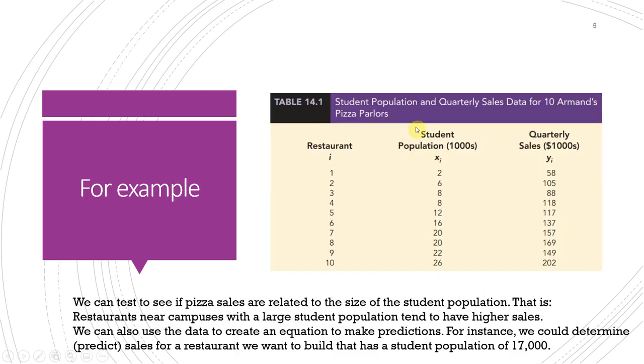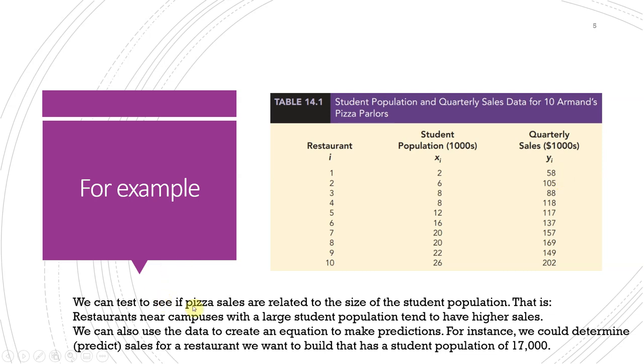Let's say that we want to look at the relationship between student population size and quarterly sales for Armand's pizza parlors. So here's a bunch of restaurants. We have 10 restaurants, and we have the student population size for nearby campuses. It's in thousands. So this 2 means that there are 2,000 students in the population, and population meaning the size of the campus. And then we have quarterly sales, which also is in thousands of dollars. So this would be $58,000.